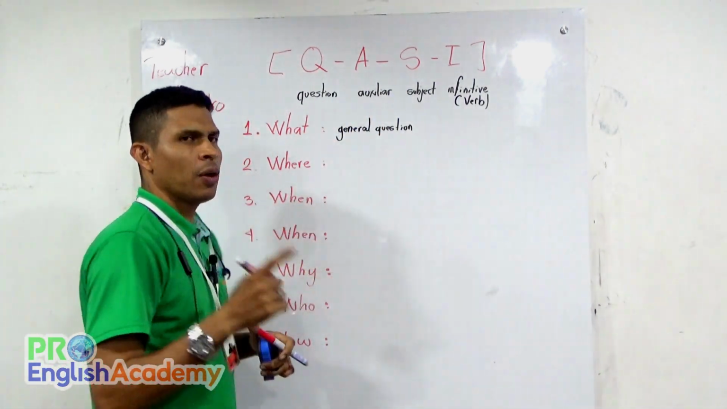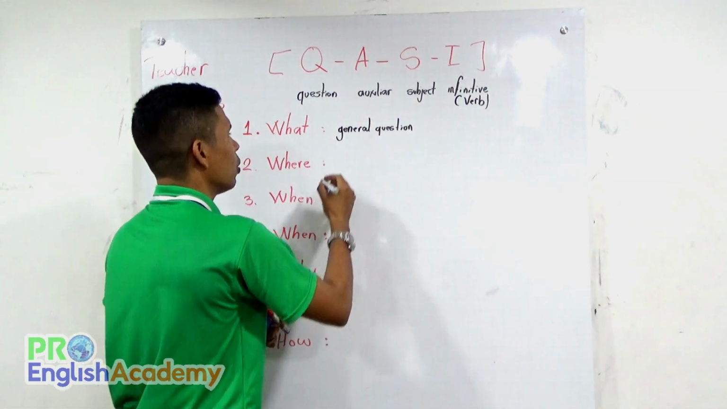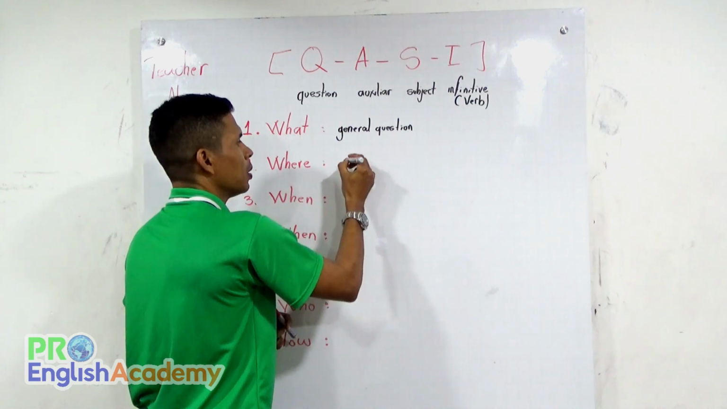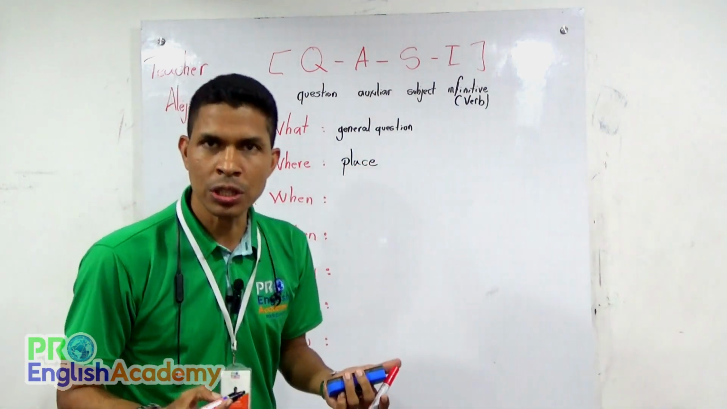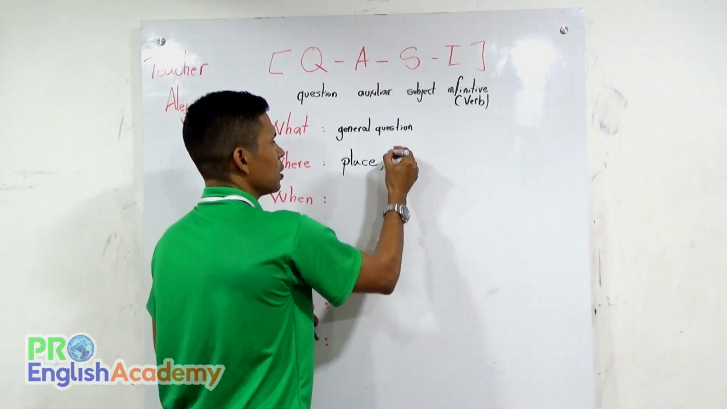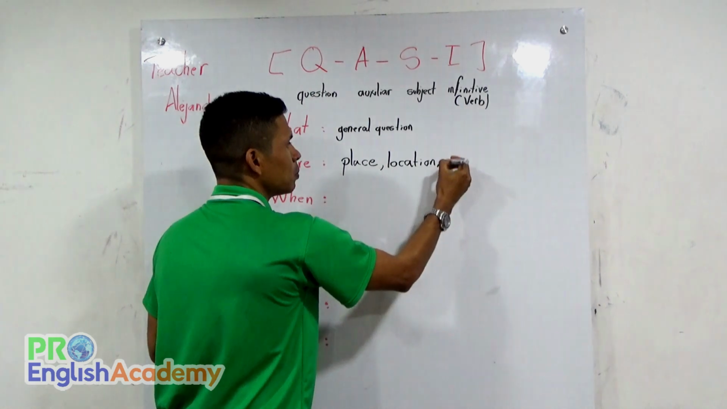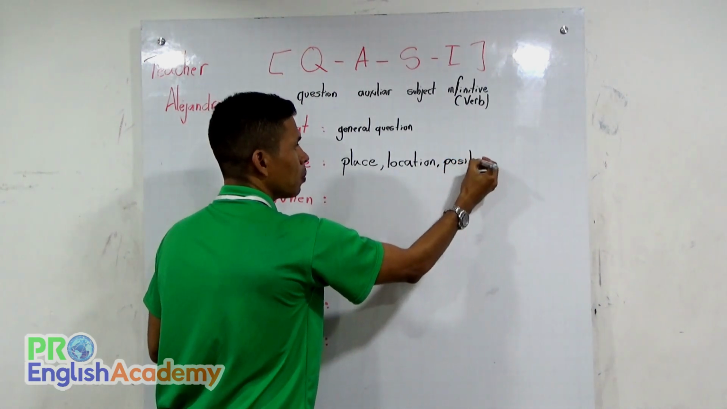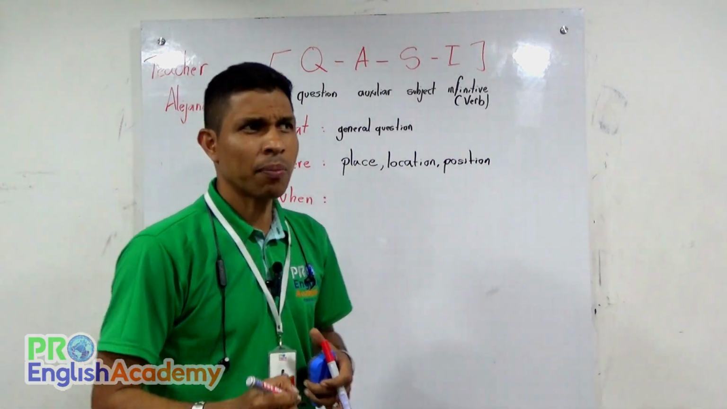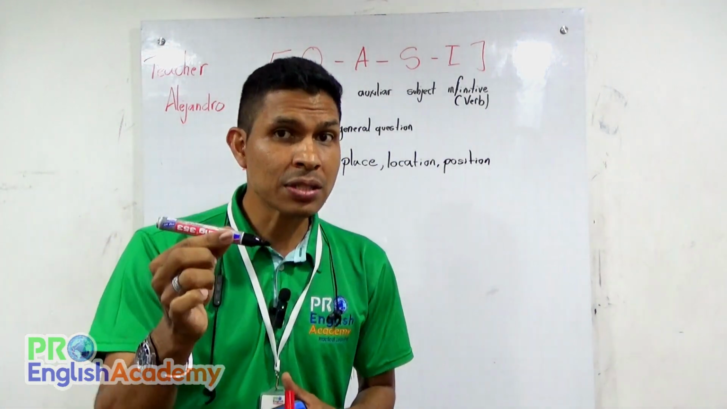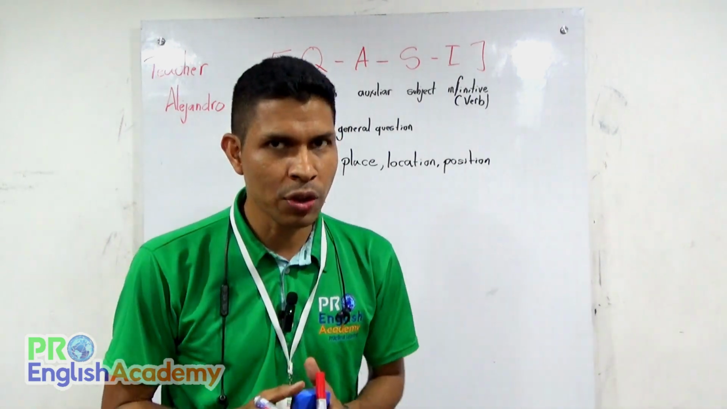Let's use where. Where is a question that asks about place, location, position. Let's read it here. Place, location, and position. All right? So then, yeah, like where is the marker? Or, yeah, this one, where are you from?